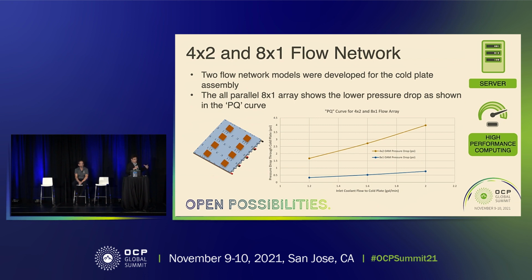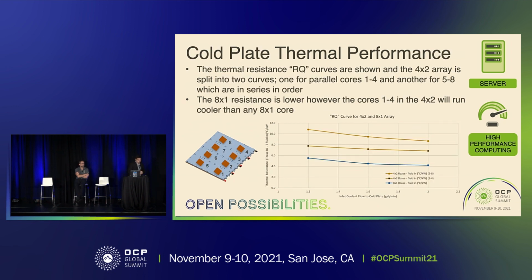For a traditional loop, the 8x1 and 4x2 from the other group was around a 2 psi pressure drop. So we're seeing a greater pressure drop, a pressure drop gain, if we can run these in parallel, which is, again, another issue. We'll talk a little bit more. So once we're able to look at our CFD analysis, our flow network, we were able to look at the PQ curve. That's traditional pressure drop, looking at how we're going to route all of the liquid coming in and out through the cold plate.